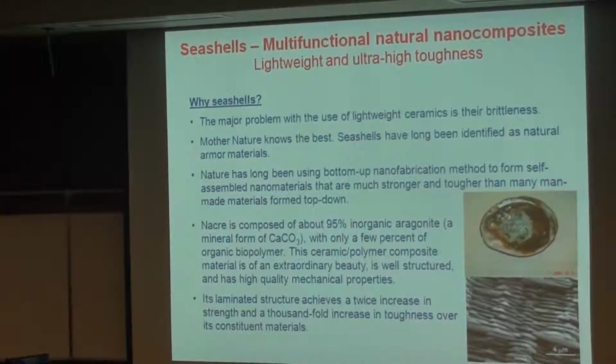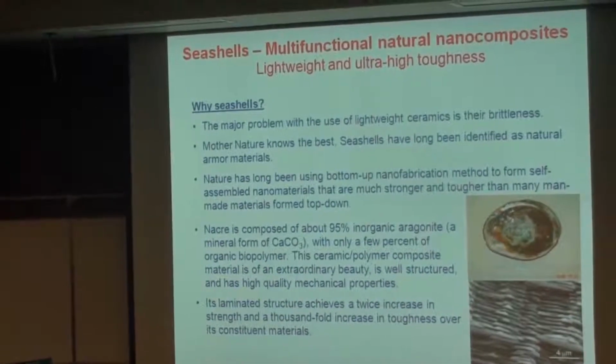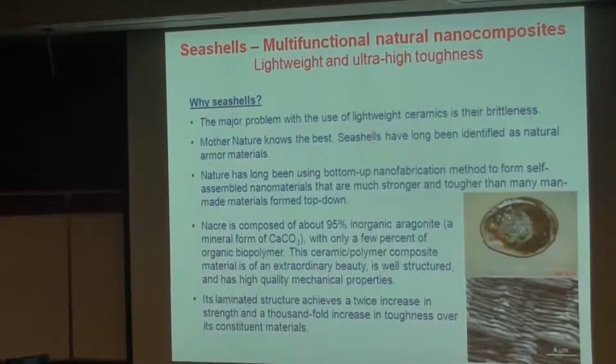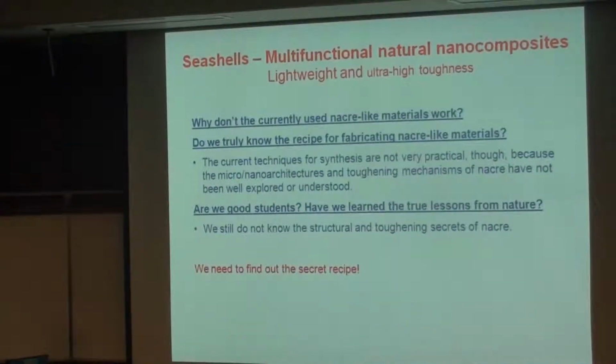This structure can achieve several times increase in strength and some thousandfold increase in toughness. It's not fracture toughness, it's work of fracture. So we thought we knew the recipe: you have brittle material, you stack them together using the biopolymer or a polymer material, and you can achieve Mother Nature's performance. But we tried, and we failed. We could not achieve Mother Nature's performance by simply mimicking this brick-mortar structure.